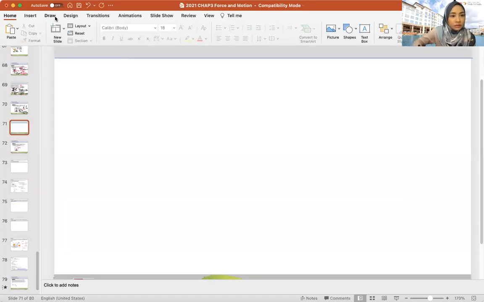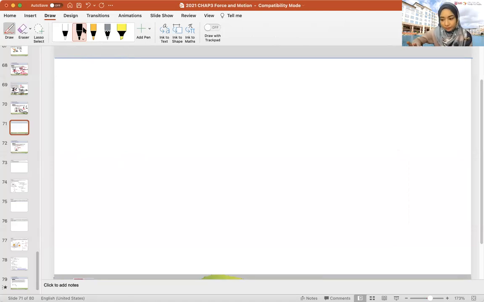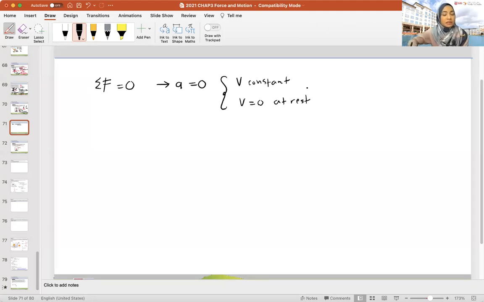Okay. So last time we talked about a system that is in equilibrium or is in linear motion, and the condition for a system to be in equilibrium is F net must be equal to 0, or you can say that the acceleration of the system is equal to 0, which means that the object either has a constant v or a v that is 0, at rest. Okay, so this is when the system is in equilibrium.